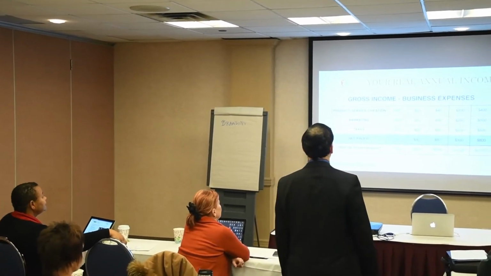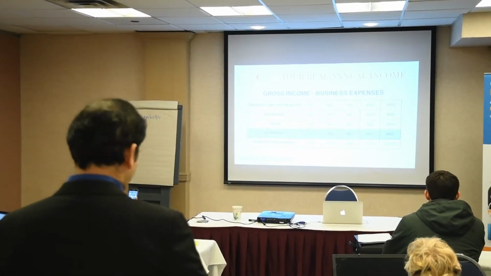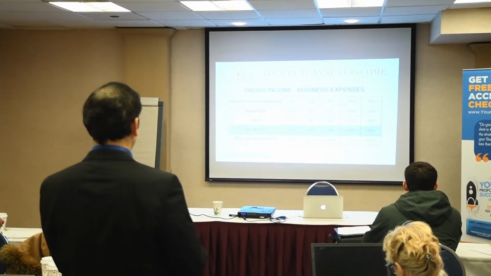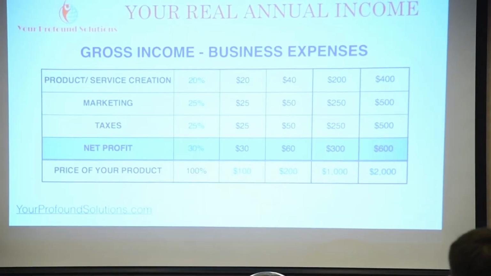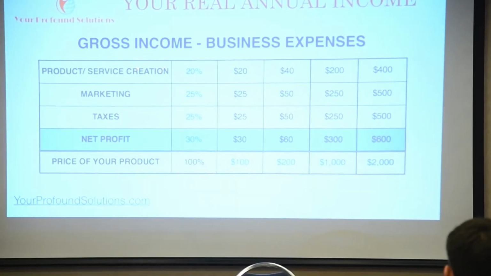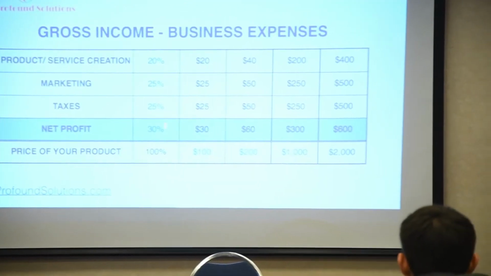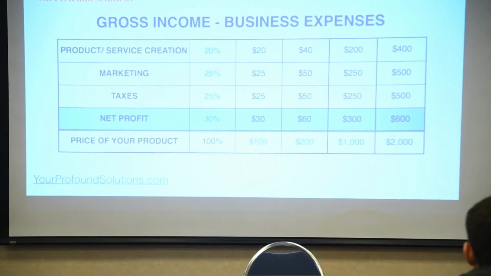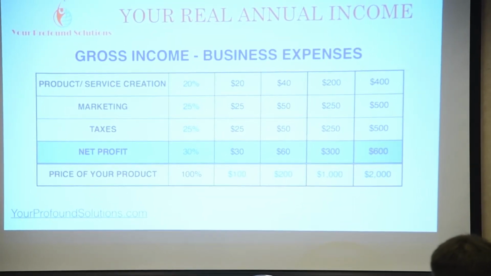Okay, this is a chart that I have created, and this is what I use for my business. You will see the price of the product. If the price of the product is $100, that's the gross price. Now when you calculate that, you got to be aware of all these costs for you to make a net profit. Anything in blue, you can change. So maybe your product is $100, but you only spend 5% in product creation or service, then this number will change for you.